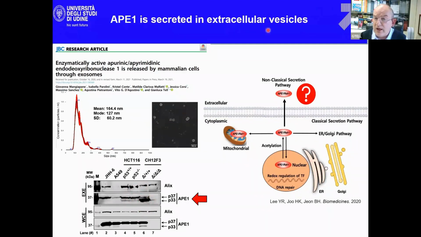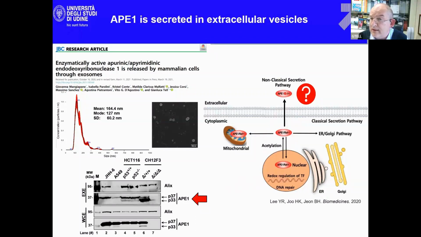Of course, we have to characterize the mechanism responsible for this secretion. We now have a paper under review in JBC showing the intracellular routes followed by the protein in the composition of the extracellular vesicles which contain the protein. Interestingly, among the base excision repair proteins, APE1 is the only one that can be released through exosomes. So the meaning of this release is actually not known.